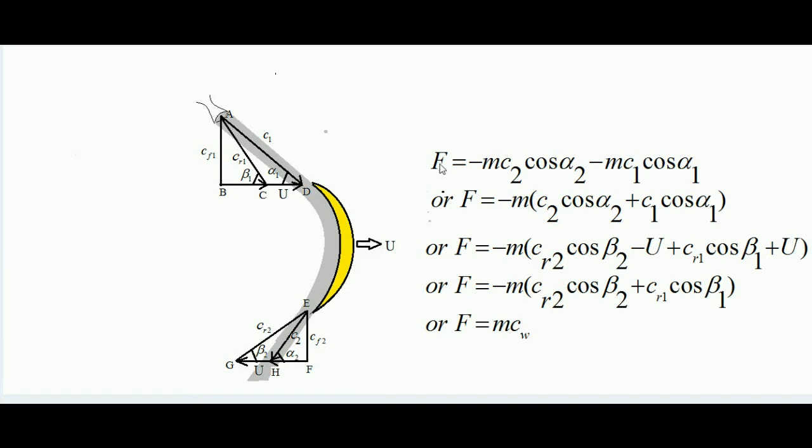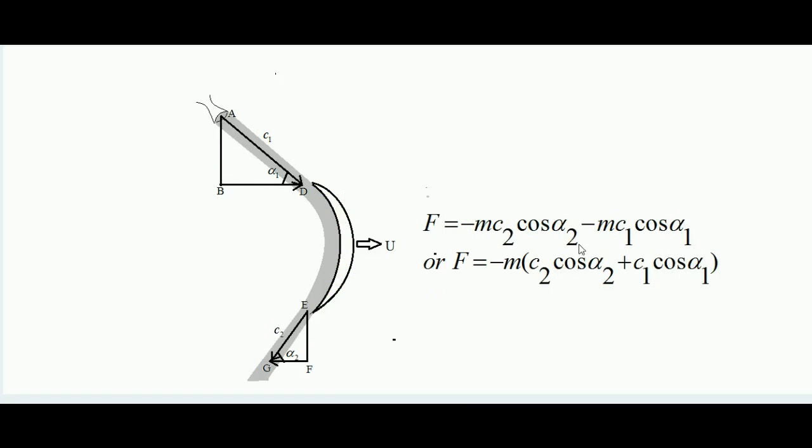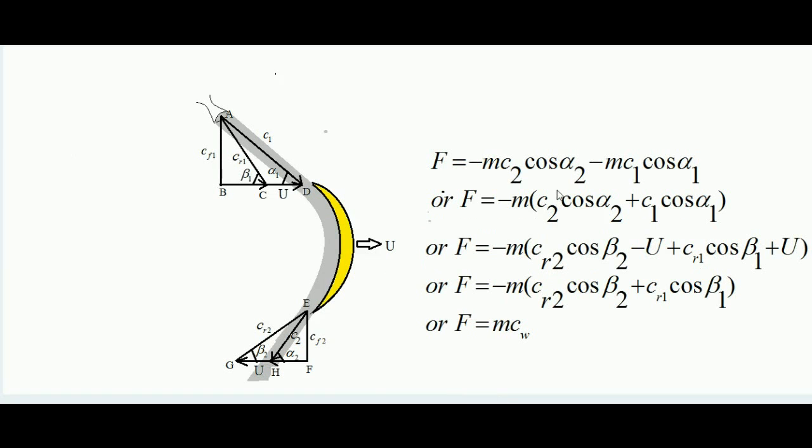So we know that force developed equals mc2 cos alpha 2 minus mc1 cos alpha 1. Already we have derived it. Now here, c2 cos alpha 2 is what? FH. So that can be written as CR2 cos beta 2, that is equal to GF minus U. So CR2 cos beta 2 minus U. In place of C2 cos alpha 2, we can write CR2 cos beta 2 minus U.